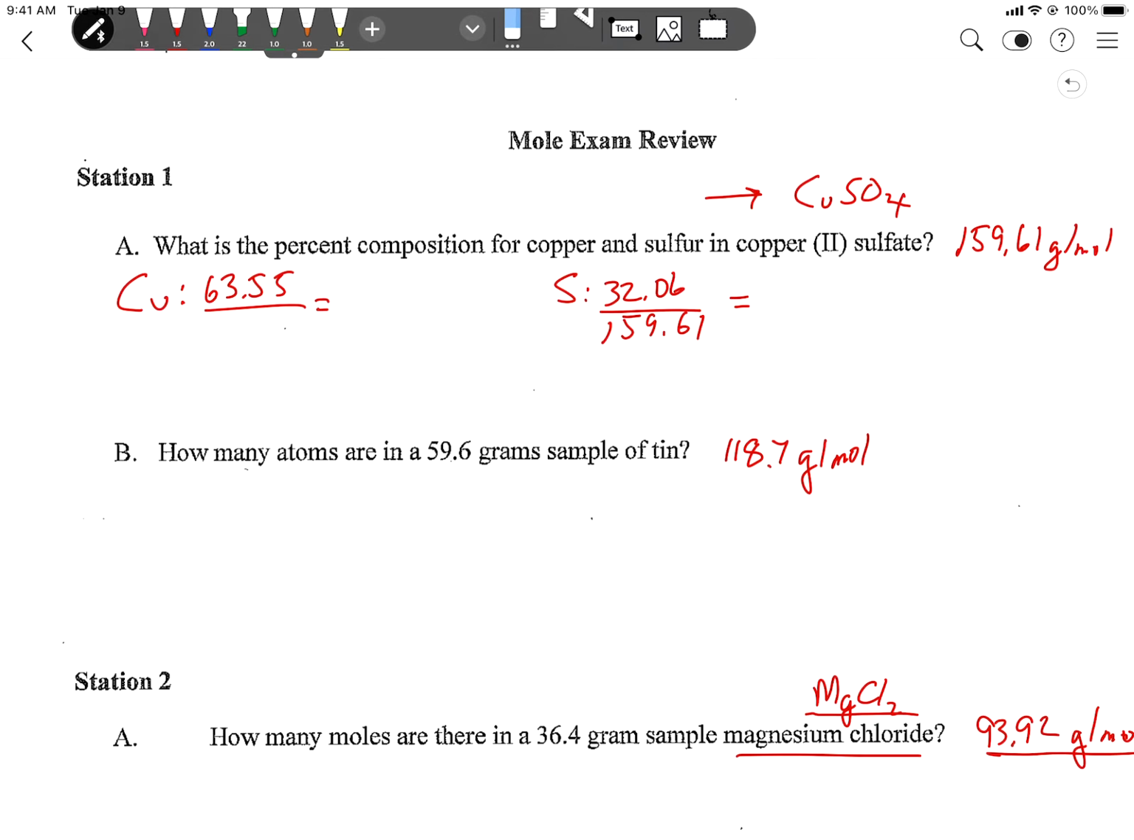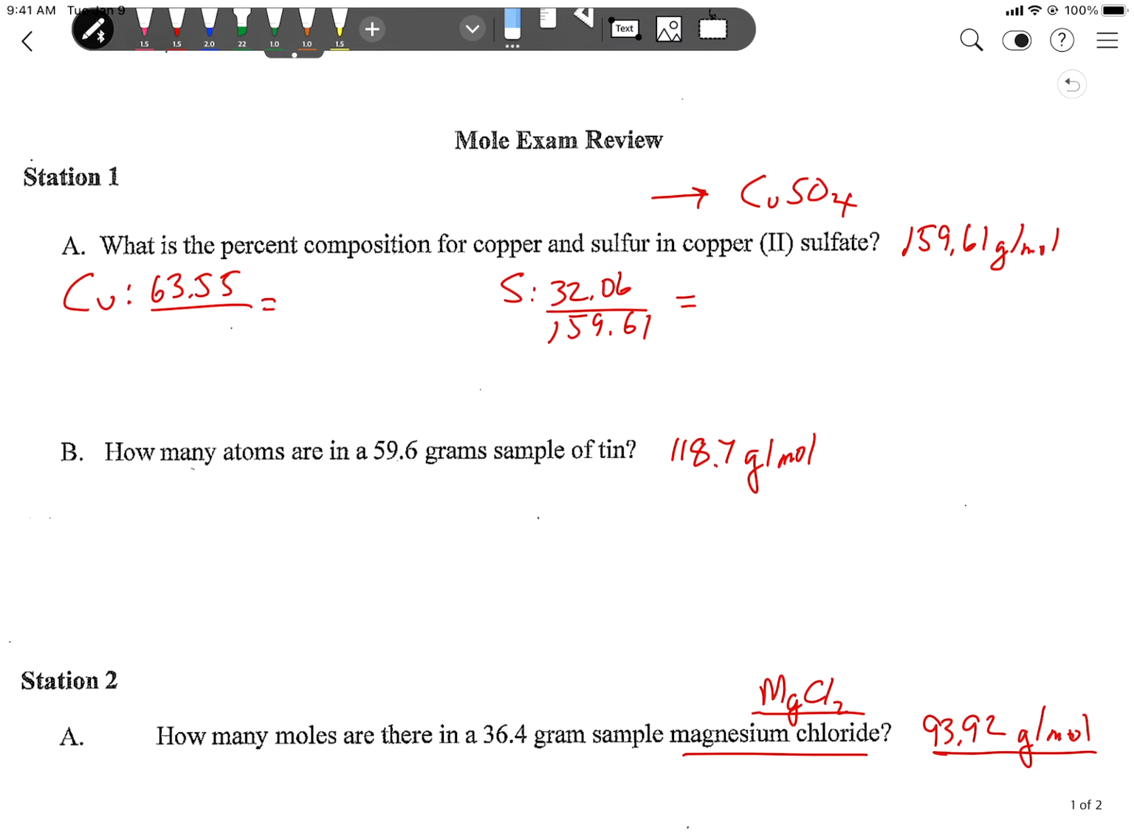Okay, this is your mole exam review. Let's start with station 1A. What is the percent composition for copper and sulfur in copper(II) sulfate? First, you have to know the formula for copper(II) sulfate, and it's right over here. Oops, I erased it. So it's CuSO4, and its molar mass is that right there.